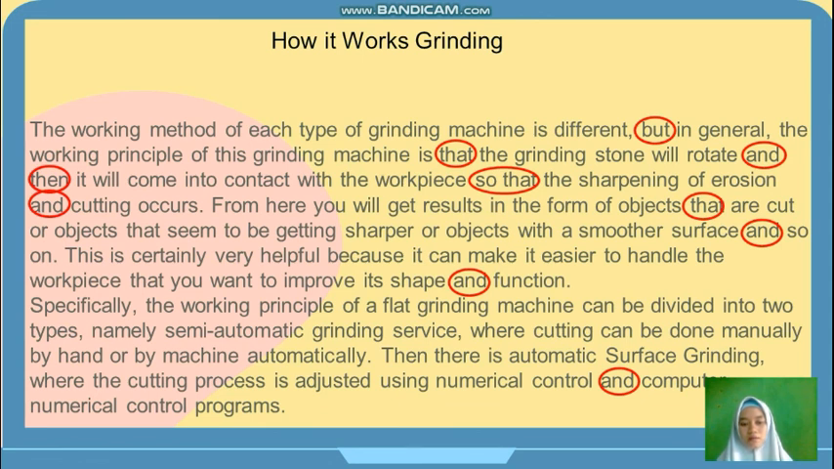Specifically, the working principle of a surface grinding machine can be divided into two types, namely semi-automatic surface grinding, where cutting can be done manually by hand or by machine automatically. Then there is automatic surface grinding, where the cutting process is controlled using numerical control and computer numerical control programs.